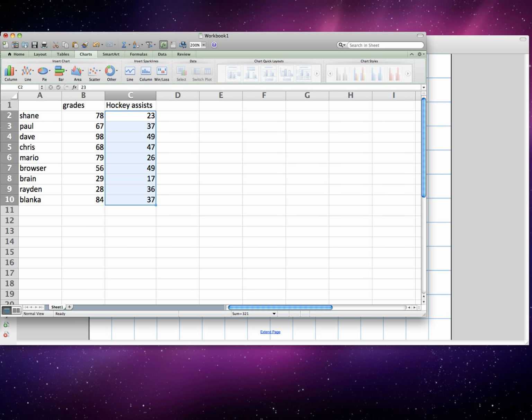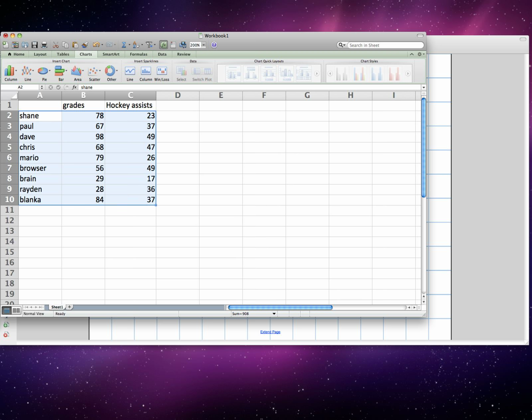What I need to do here is highlight all three of these because I'm going to make a scatter plot, and I want the names to be involved, I want their grades, and I want their hockey assists. Don't worry about the titles. We can add those into a chart after. Okay? So what you guys would have to do, if you have a Windows version, I think the button is Insert, Chart.